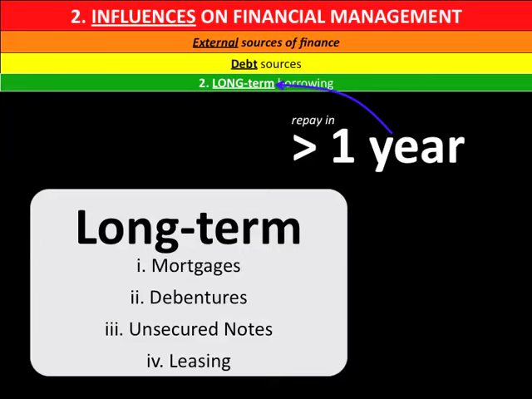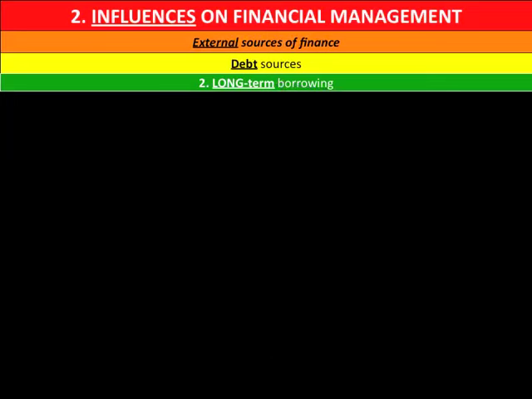These are things like mortgages, which, like I said, pop into your head straight away when you think of long-term. But to get the extra marks, you've got to go into debentures, you've got to go into unsecured notes, and you've got to go into leasing, which doesn't automatically seem like long-term borrowing. It doesn't seem like borrowing at all because you're not really borrowing money, you're borrowing stuff, right? So we're going to go into each of these.